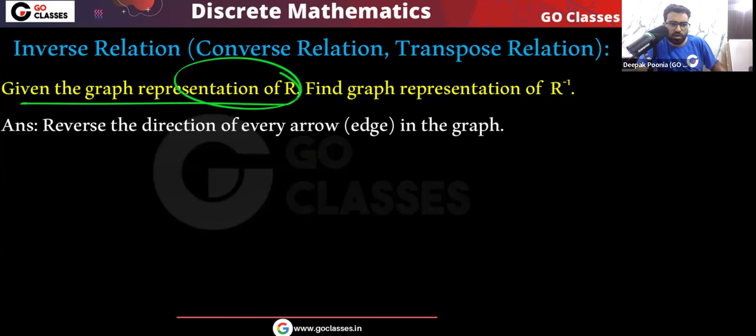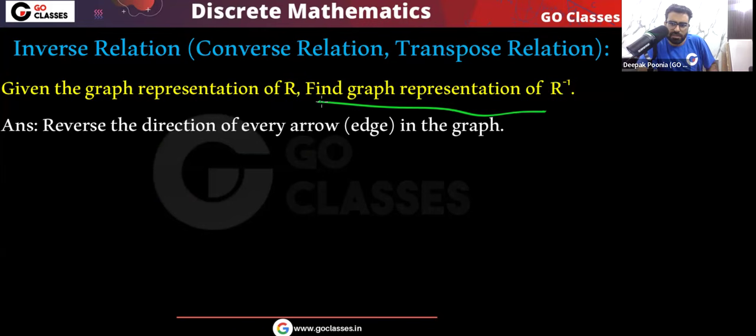Given the graph representation of R, how do we find the graph representation of R inverse? We will just reverse the direction of every edge. Let me give you one example.